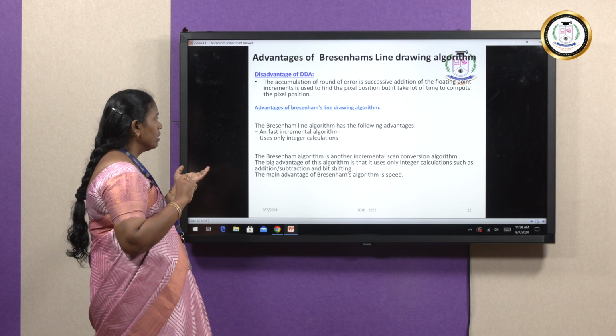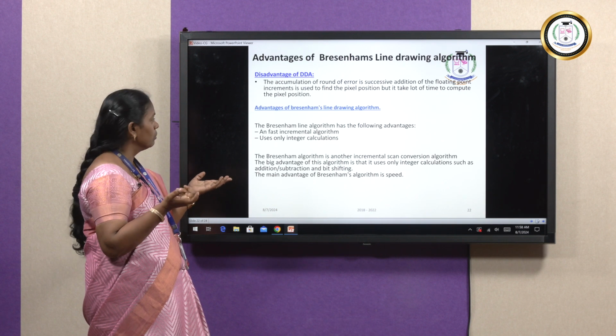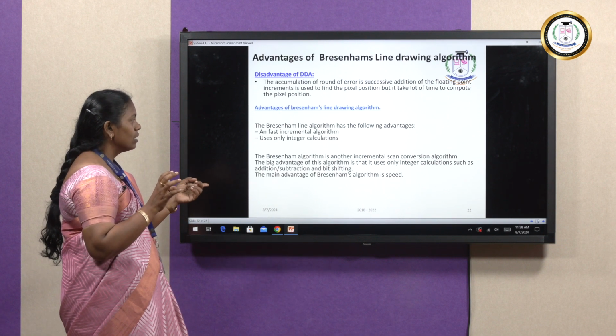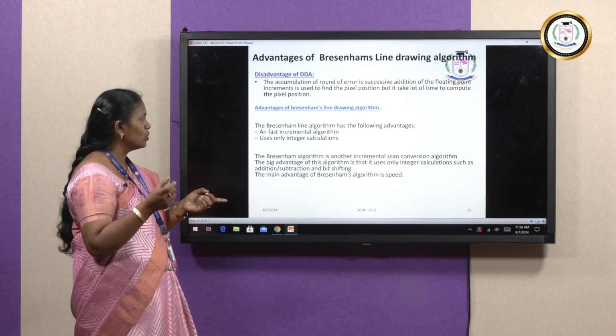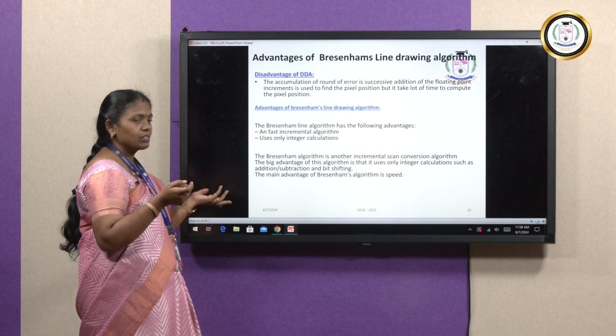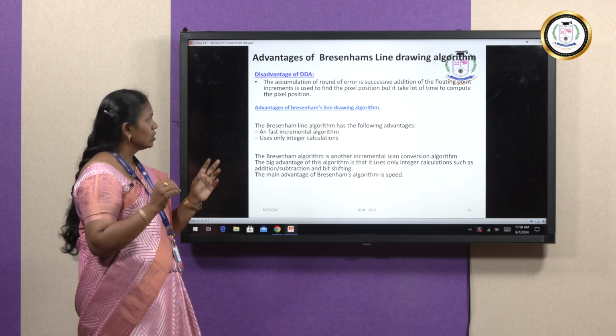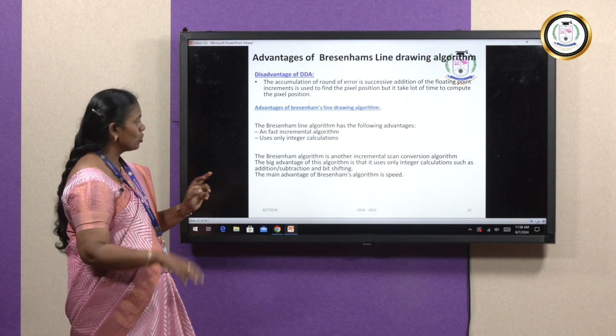Bresenham's line drawing algorithm is a fast and incremental algorithm. It uses only integer calculations. It is a scan conversion algorithm, very fast. As only integer calculation is involved, it allows addition and subtraction, and also bit shifting. Compared to DDA, the line we get in Bresenham's, in between the pixel values, is a little smoother. So we go for this Bresenham's line drawing algorithm.